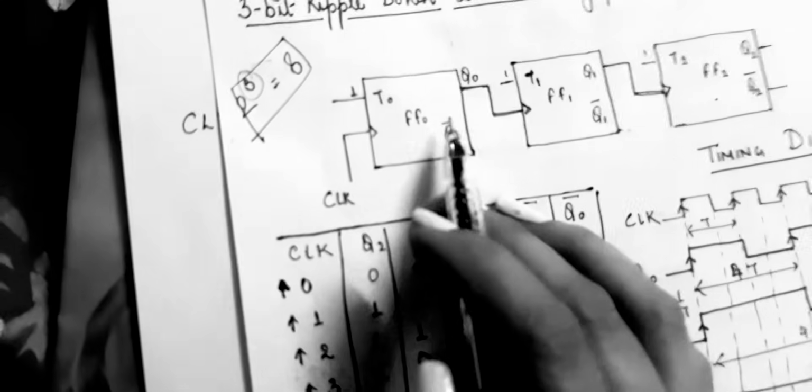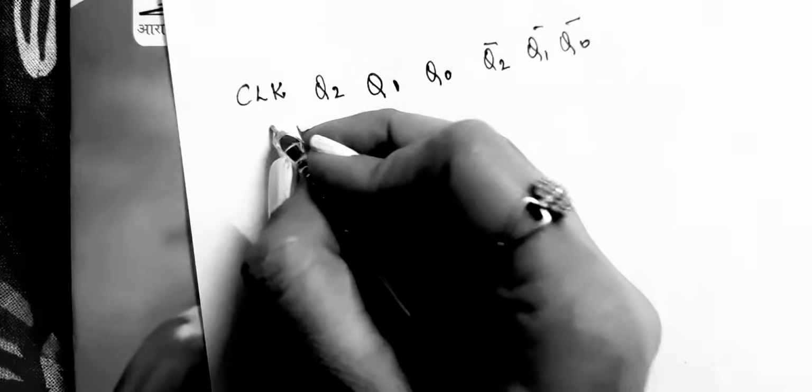Now first, if we apply clock pulse as 0, the initial state, if we talk about the initial condition, means your clock is 0, so your Q0 will be 0. The output of Q0 is going to flip-flop 1, as well as the output of Q1 is going to flip-flop 2. Initially it will be 0. Now if it's 0, at the output your Q1 bar will be the complement of it, same for Q0 bar and Q2 bar.